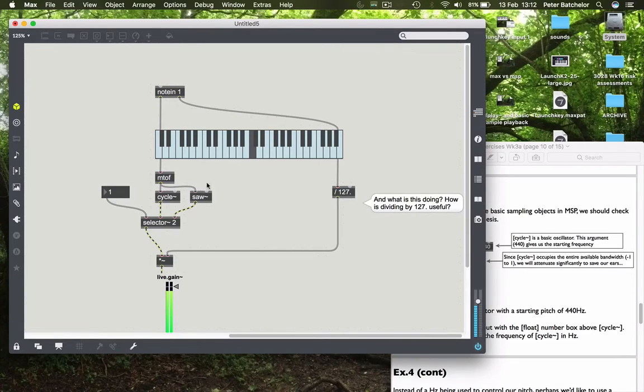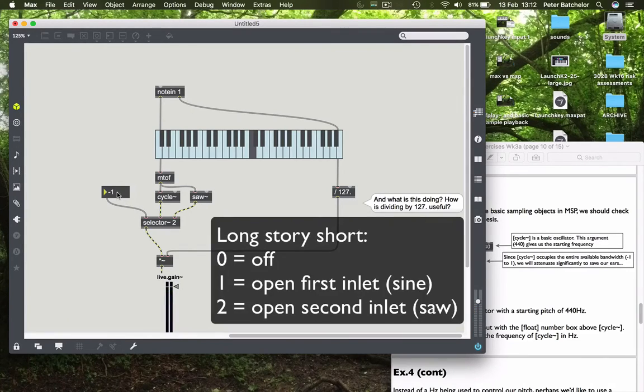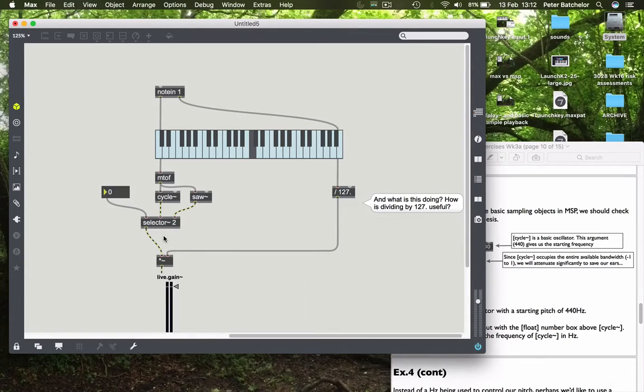Let's lock the patch. And then if I were to choose the second one, then we get the sawtooth. So we can choose between one or the other, or neither if we give it a 0. So if you understand the principle of that, then you can add as many different oscillators and means of choosing between them as you might wish, obviously based on the number of oscillators that are available.